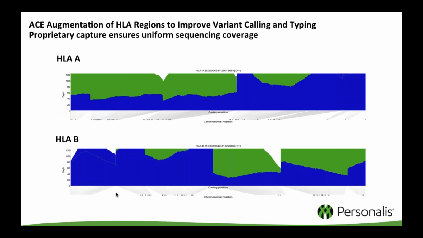So within our ACE design, we've optimized and augmented the coverage of the HLA genes in our exome and transcriptome. So for example, again, blue shows the coverage using a standard exome assay design, and green shows the supplementation that we provide with ACE. And shown here is HLA-A and HLA-B. And so this enhancement provides uniformity and enables accurate variant calling and ultimately accurate HLA typing.